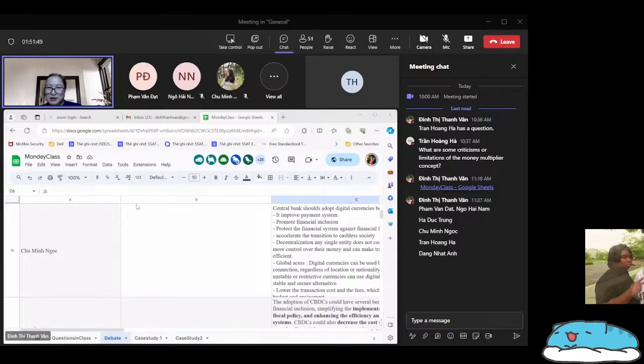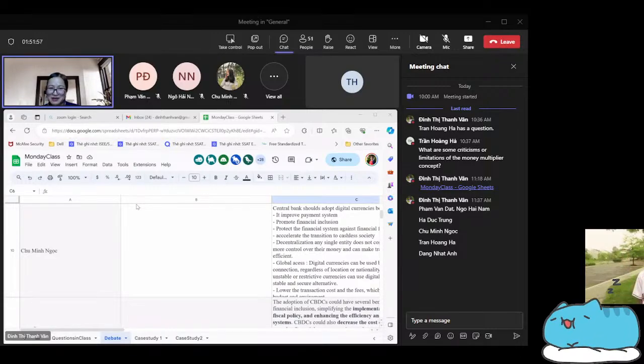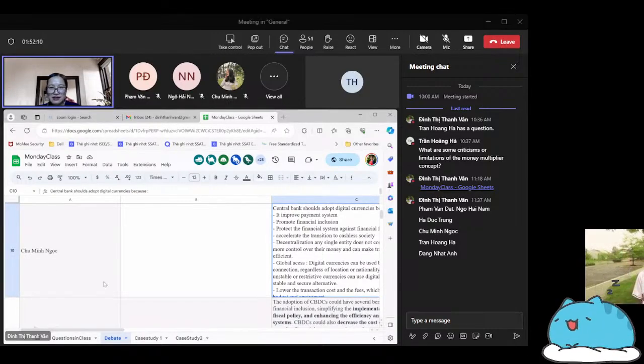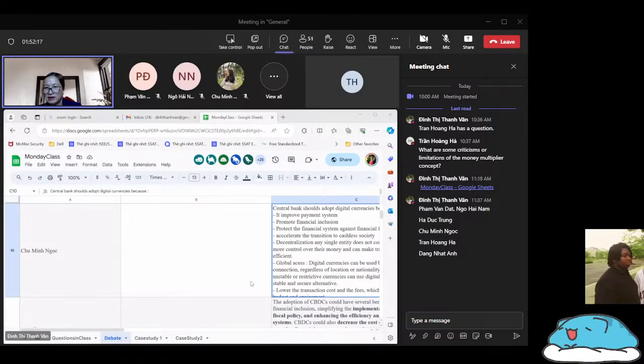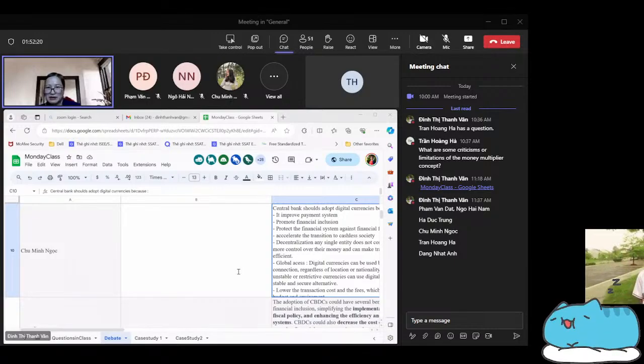I think you all did a good job today protecting the position of having digital currency for central banks or not. So I'm going to give credits to all the people who have the answer in the Google Sheets here, and also the people who are answering the questions or participated in the chat box here would have extra credit.